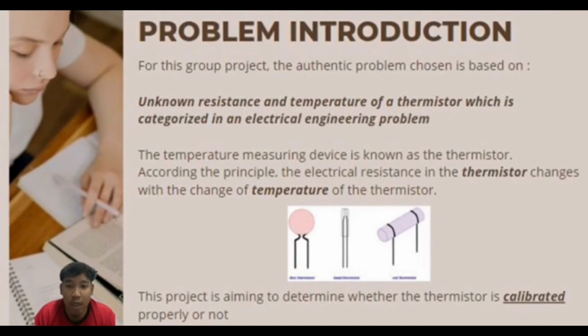For this group project, the authentic problem chosen is based on the unknown resistance and temperature of thermistor, which is categorized as an electrical engineering problem. The temperature measuring device is known as the thermistor. According to the principle, the electrical resistance in the thermistor changes with the change of temperature. This project aims to determine whether the thermistor is calibrated properly or not.